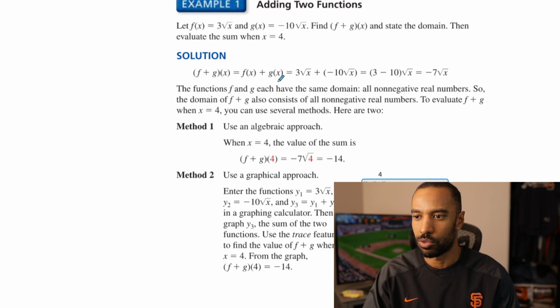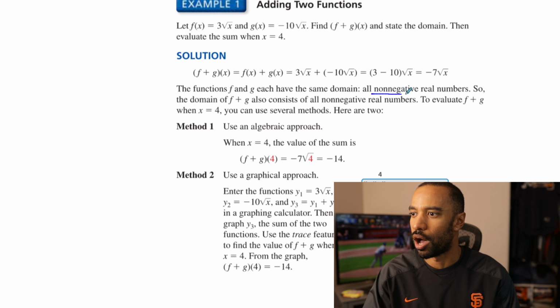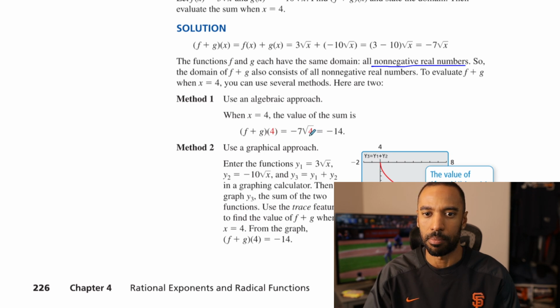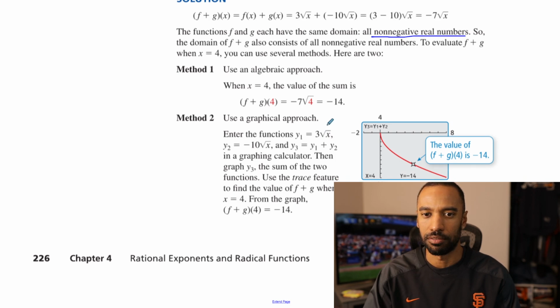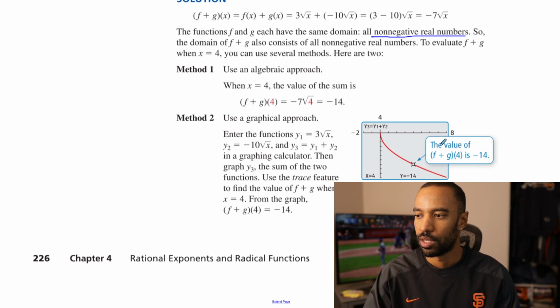I can't find where they wrote the domain. They have the same domain. Oh, all non-negative real numbers. There it is. I was looking for an inequality. Now they say substitute 4 for x in here. So we can do it straight into the newly combined one instead of the one that's separated. And negative 7 times square root of 4 is negative 7 times 2, which is negative 14.